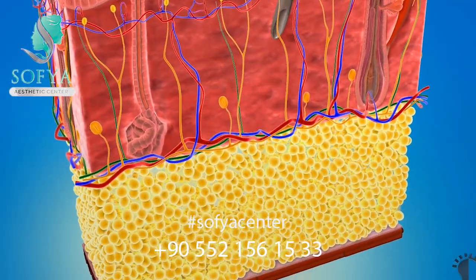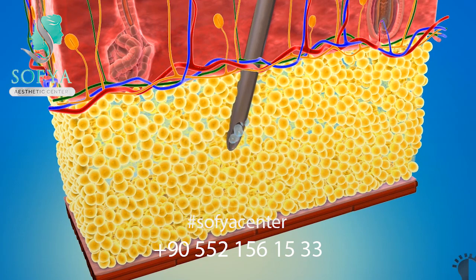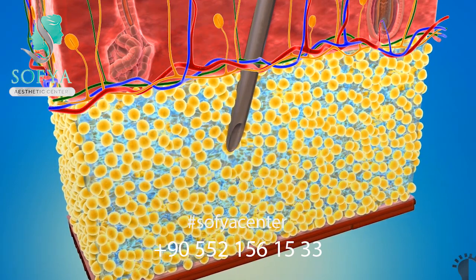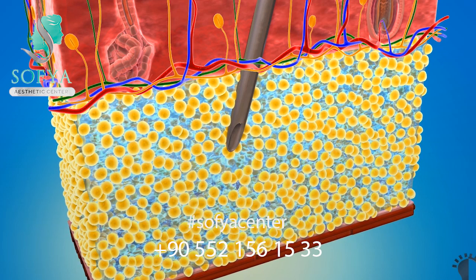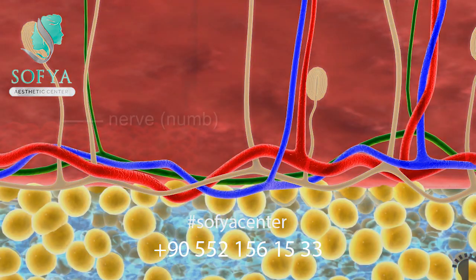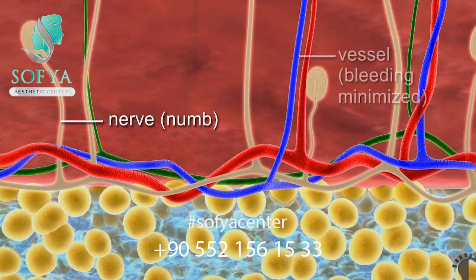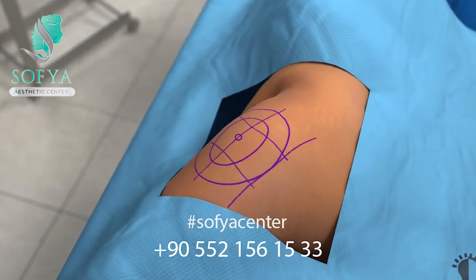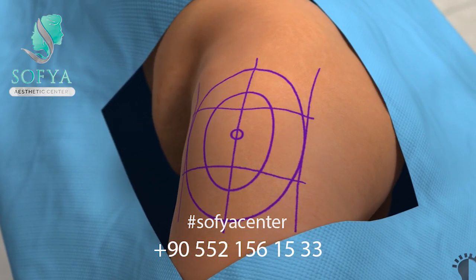A special medicated fluid called tumescent fluid is injected into the areas that will be treated with liposuction. This fluid expands the tissues to make it easier to remove fat cells, numbs the treatment area, and minimizes bleeding. Once a large volume of tumescent fluid is injected into the treatment area, you will rest for several minutes while the area becomes completely numb.